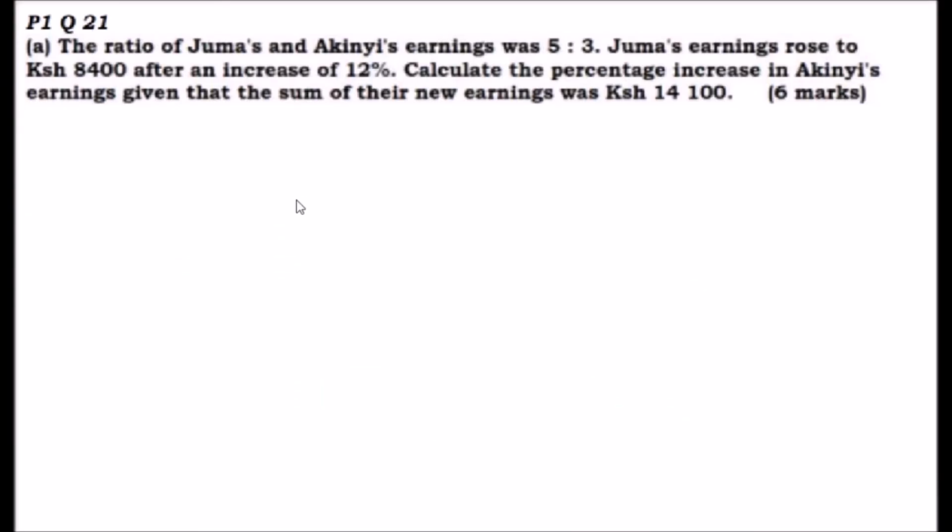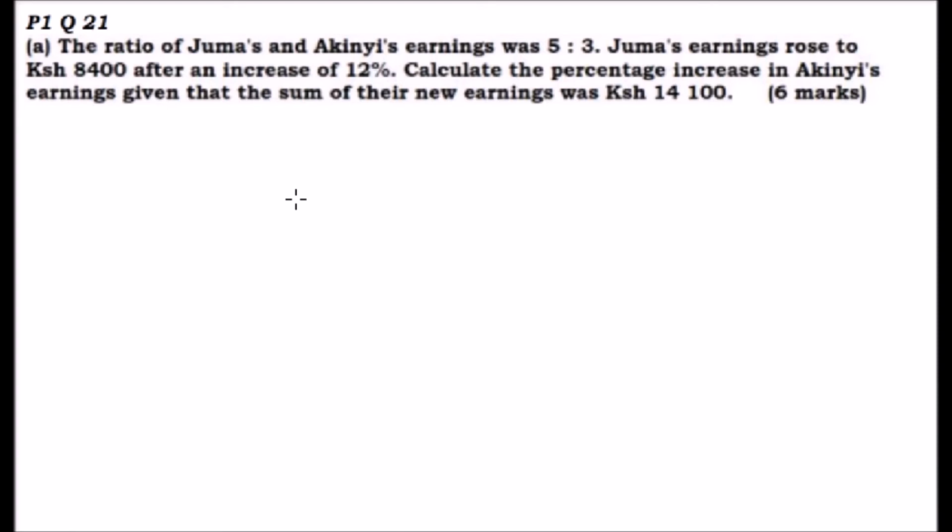Number 21, part A, we are told the ratio of Juma's and Akinyi's earnings were 5:3. Juma's earnings rose to Kenya shillings 8,400 after an increase of 12%. Calculate the percentage increase in Akinyi's earning, given that the sum of their new earnings is 14,100, and you get yourself 6 marks. So this is a very easy question, and awarded good marks if you only follow the right procedure.